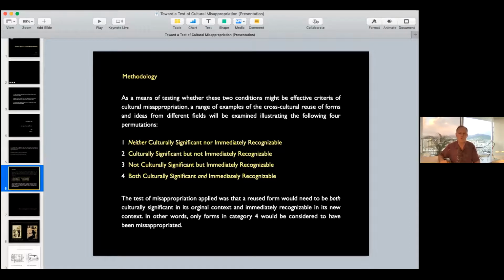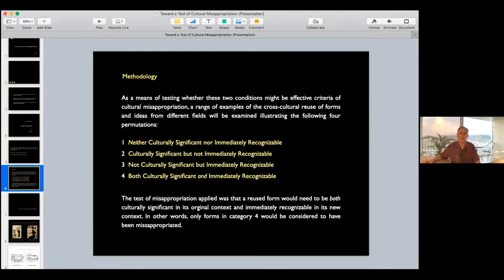So I looked at four possible permutations, where a form that was reused from a culture was neither culturally significant nor immediately recognizable by members of that culture. And you can see the other three. And I wanted to show you some examples of that. The only one of those four permutations that I was going to categorize as misappropriation, that would potentially do harm to a culture or harm to the feelings of the members of that culture, was the last one, where a form is both culturally significant in its original context and immediately recognizable by members of that culture in its new context. But if either of those is not the case, if it's either insignificant or it's not recognizable, I was arguing that, where's the harm?